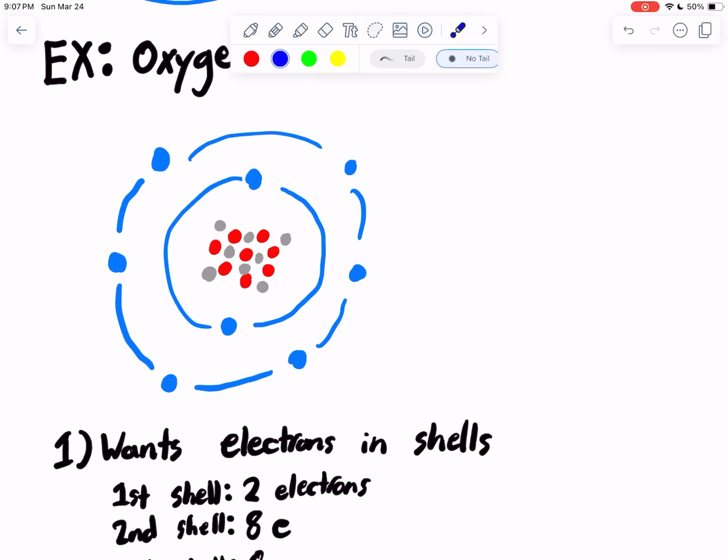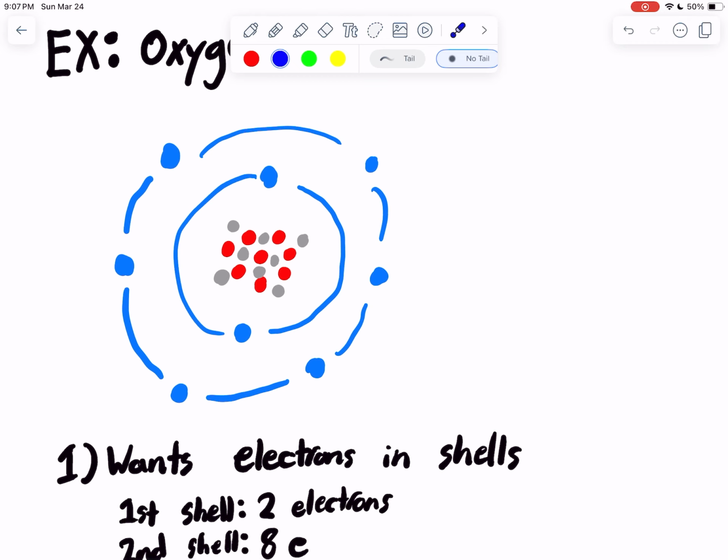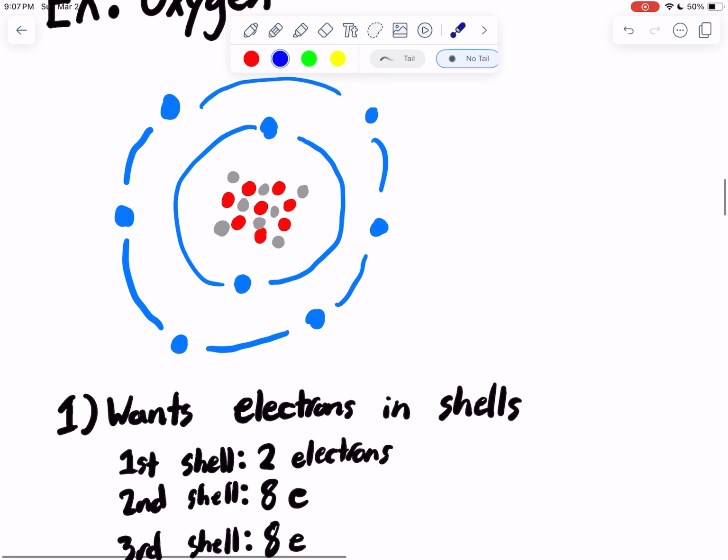So the first level can only contain 2 electrons around it, and you can see the 2 modeled out here and here, and they're constantly floating around on the innermost shell. And then on the outside, we have 6 more electrons on the outermost shell that are constantly orbiting around. And they have a quantified amount of energy, which must be that amount for that respective shell.